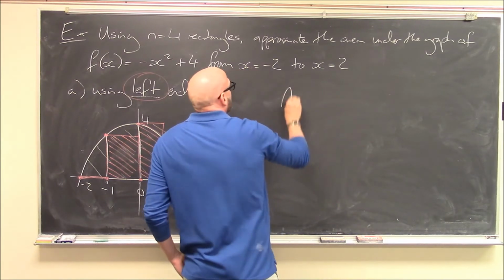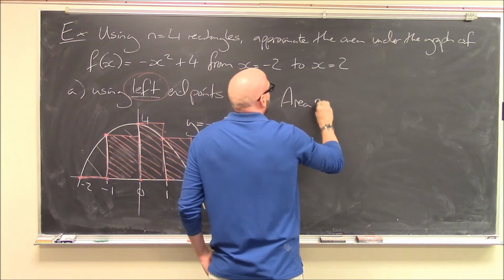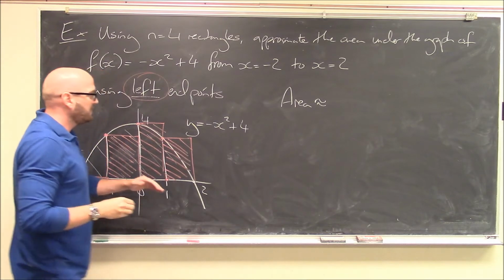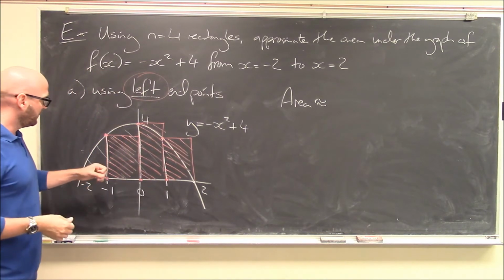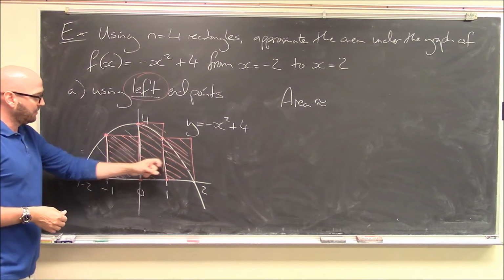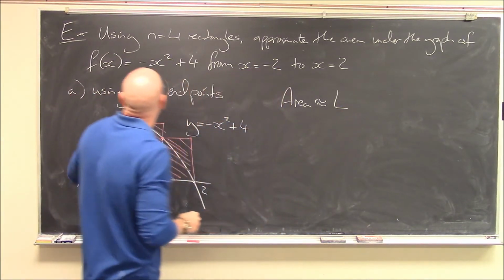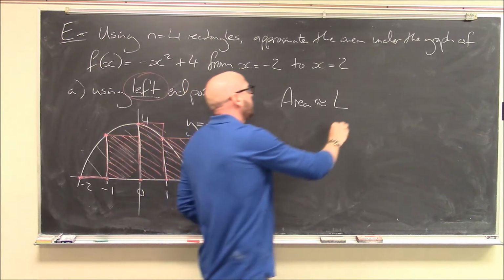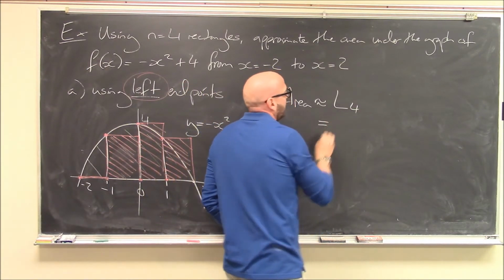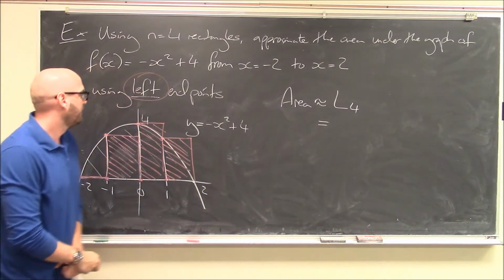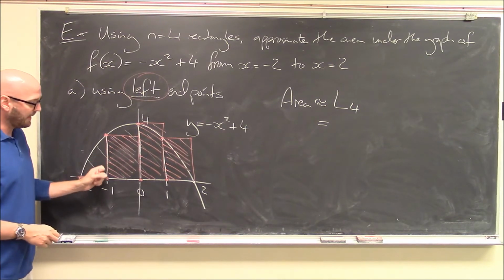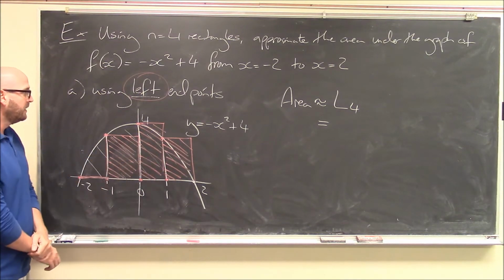So, what's my area? My area is approximately, I'll use a symbol to denote this. I don't think the textbook does, but we're using left endpoints. So I'll call this L. And we're using 4 rectangles, so I'll call it L sub 4. Okay, so that just represents the area of these rectangles we've created. And let's write them down.